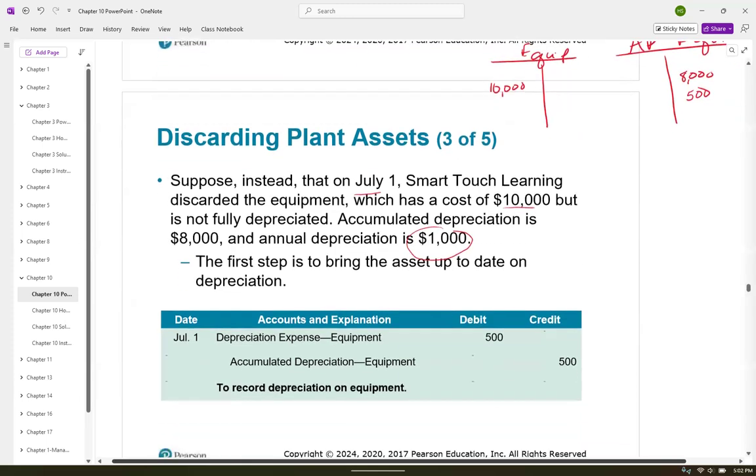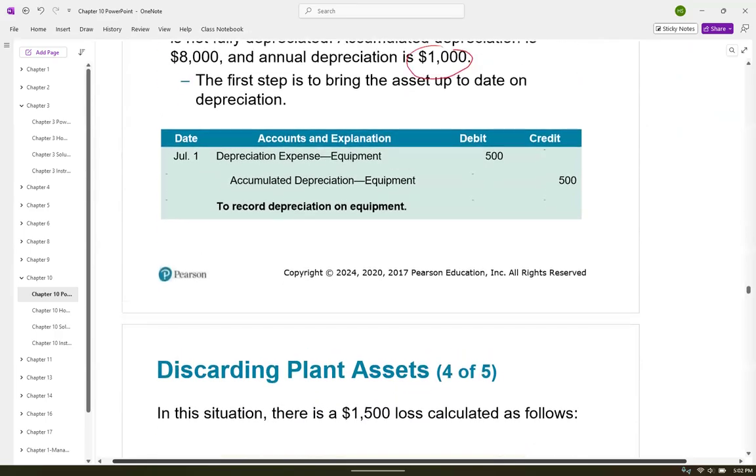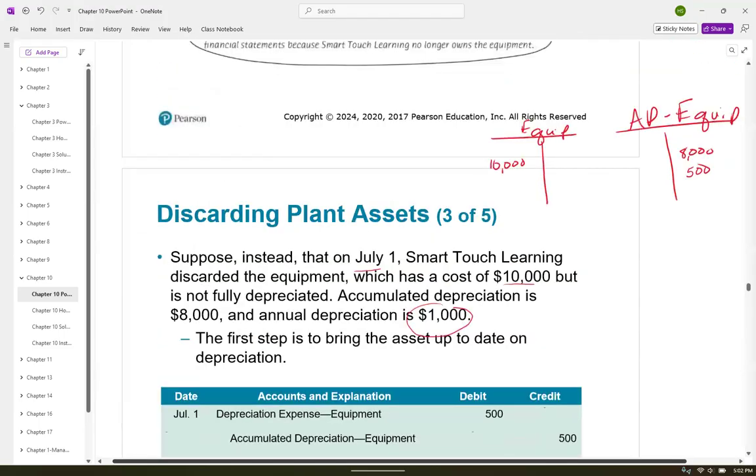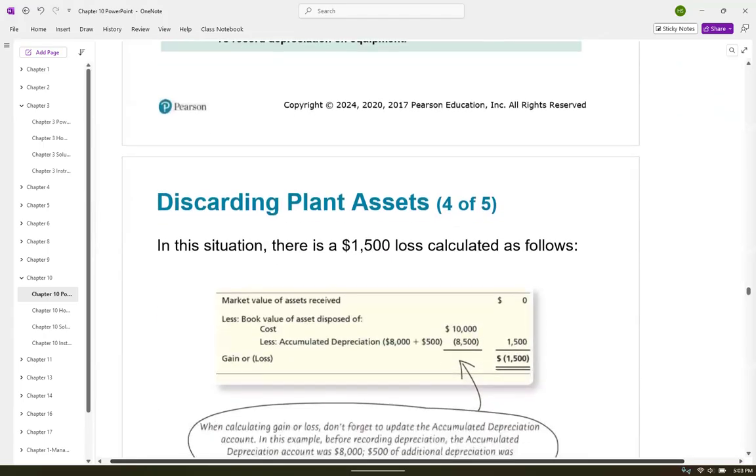Then the next step, we didn't get any cash for it. So we've got the asset. I'll just come down here and use theirs. We are not getting anything. We're not getting cash, or another piece of equipment, or anything like that. And so our book value is $1,500. And they say gain or loss. If it's in parentheses, it's a loss. Gain would be positive.